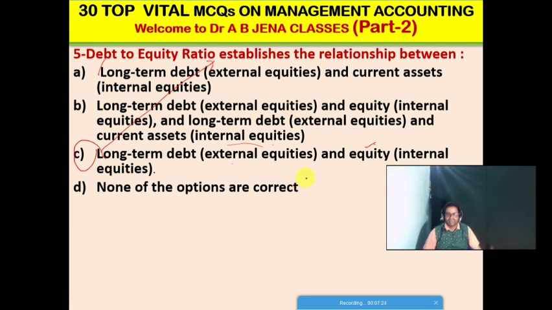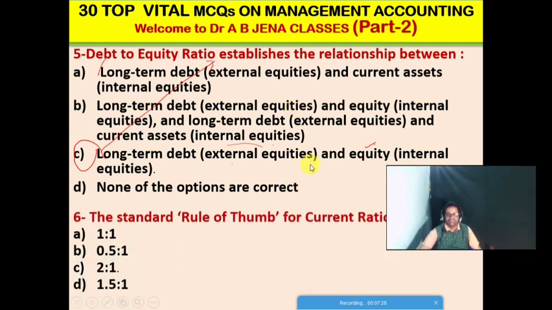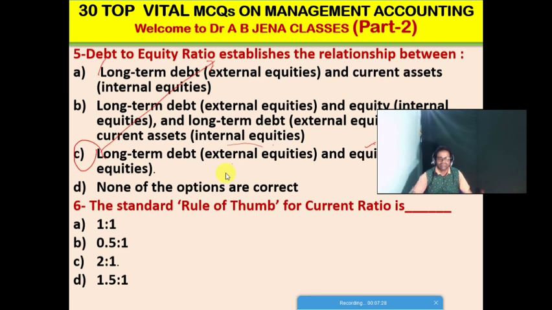So C is the right option for this MCQ. Next MCQ: the standard rule of thumb of current ratio is what? A is 1:1, B is 0.5:1, C is 2:1, D is 1.5:1. Friends, C is the right option for this MCQ. The rule of thumb for the current ratio is 2:1. So C is the right option.